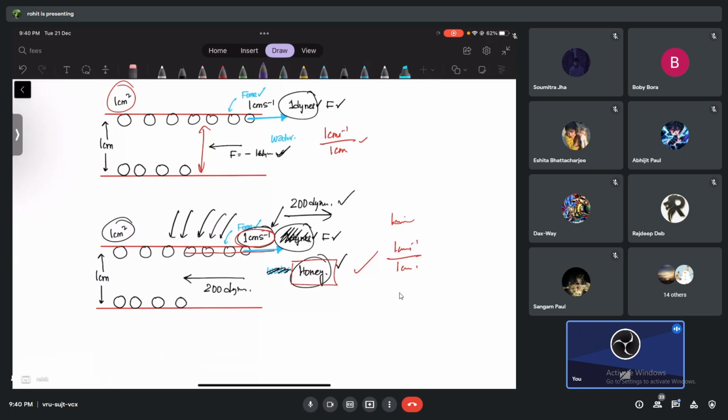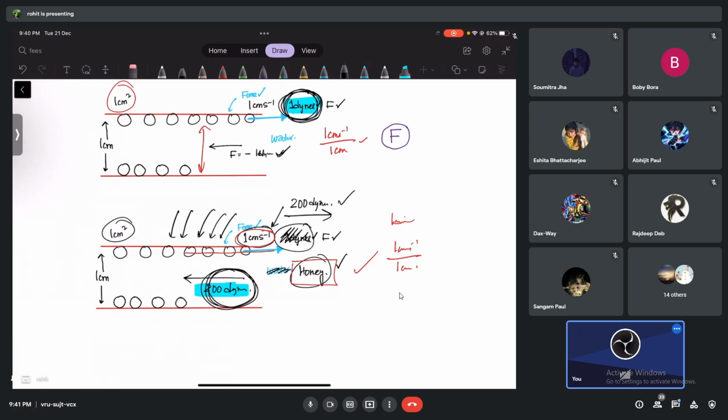That's why, the more force you need to apply to make the liquid layers move under these conditions, that number is known as the coefficient of viscosity, which is 1 in case of water. Coefficient of viscosity is 1. You remember, right? And coefficient of viscosity in honey is how much? 200.